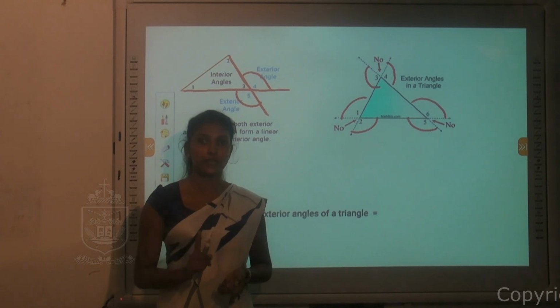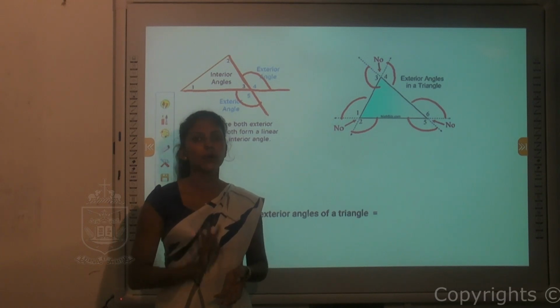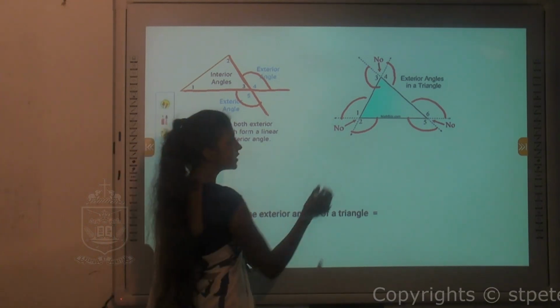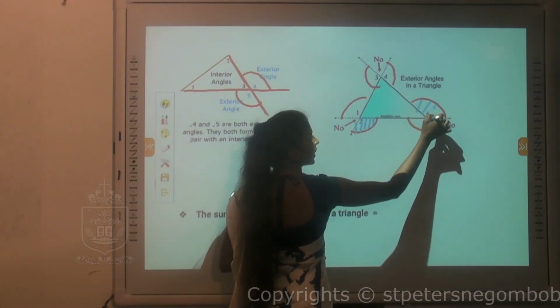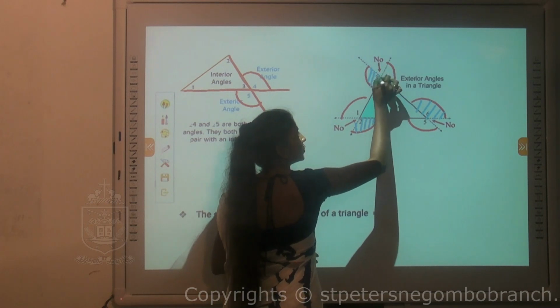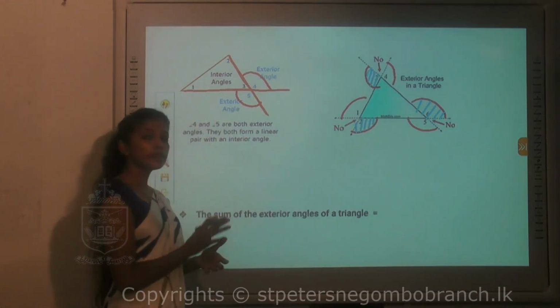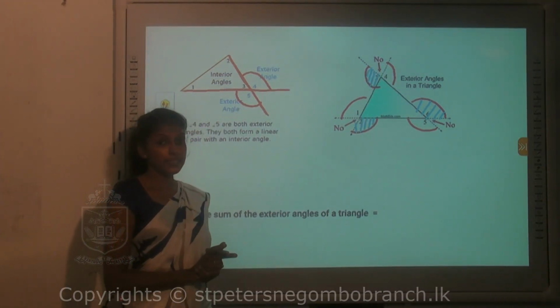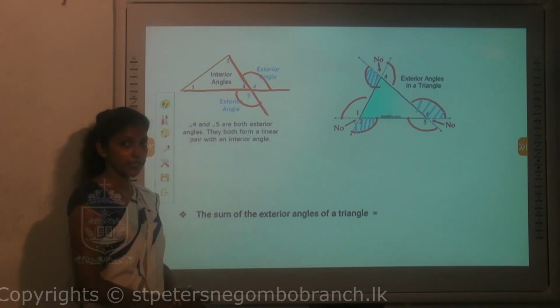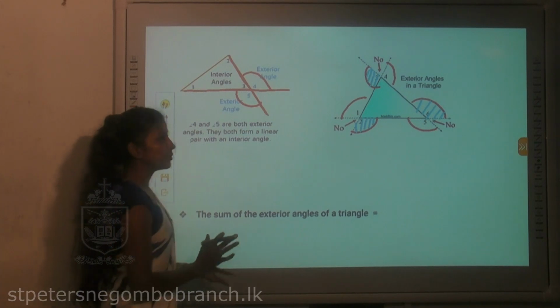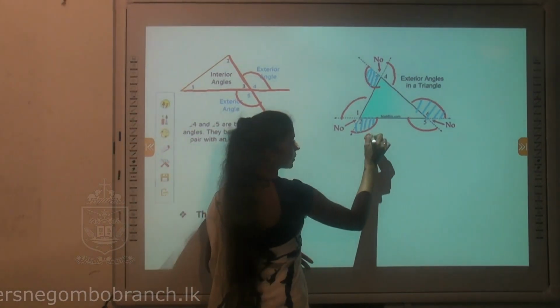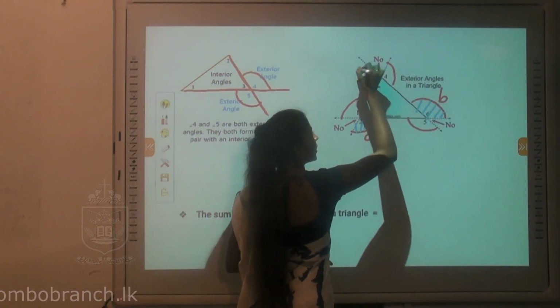It's enough only for us to select only one angle from one vertex. So I'm going to select only one angle from one vertex like this. No need to consider all 6. I have selected only 3 exterior angles in this triangle, and then what I'm going to do is that I'm going to name the three exterior angles like this. Take these as A, B and C.